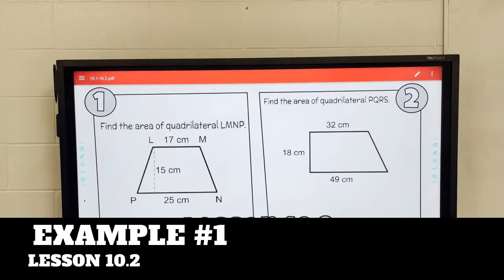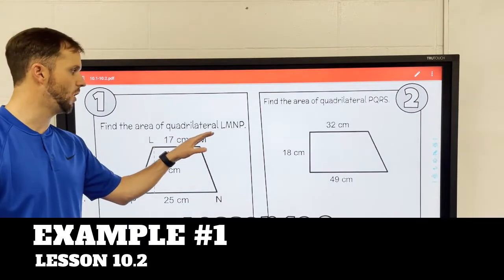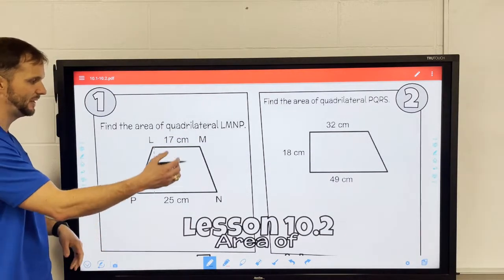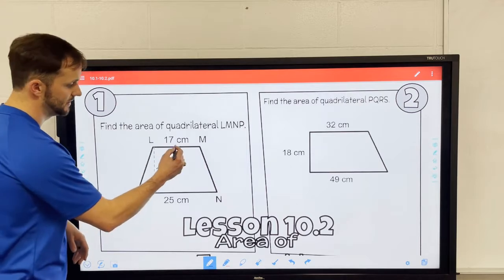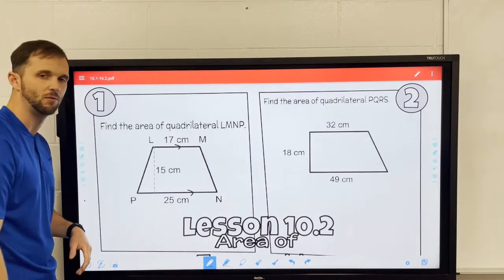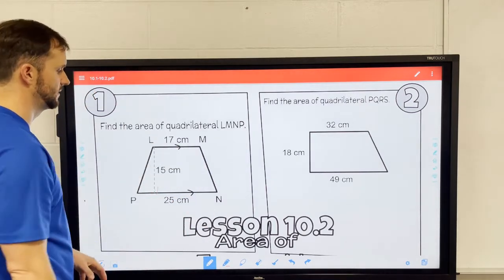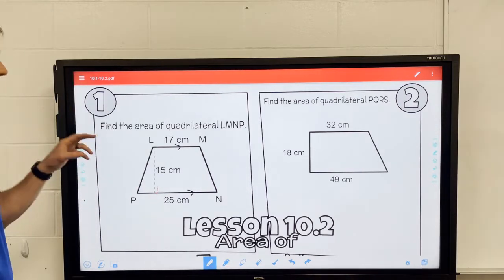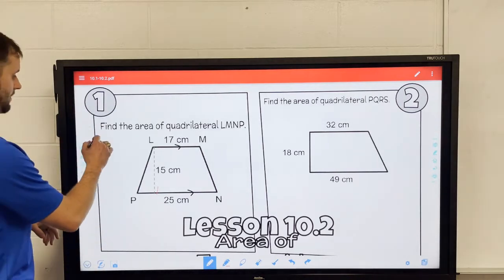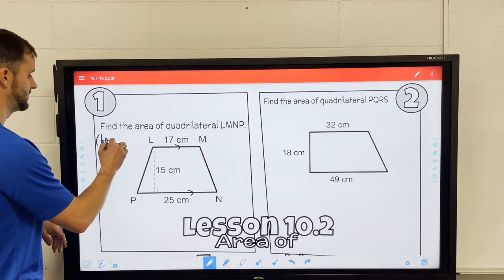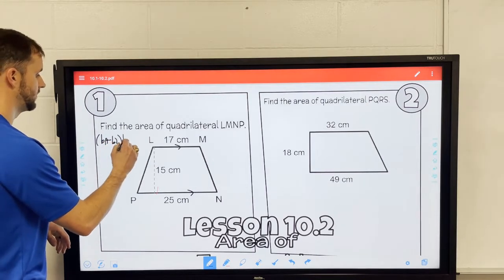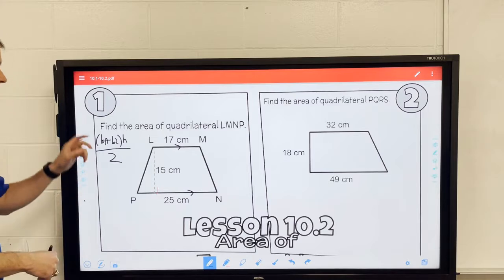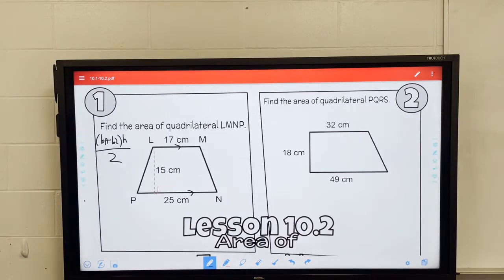Look at example number 1. It says we need to find the area of quadrilateral LMNP. LMNP looks like a trapezoid because this side is going to be parallel to that one, and these two sides are not. So that means this is a trapezoid. Now I'm going to use my trapezoid formula. I'm going to do base 1 plus base 2 times the height, and I'm going to divide that by 2. That is going to be the area of a trapezoid here.